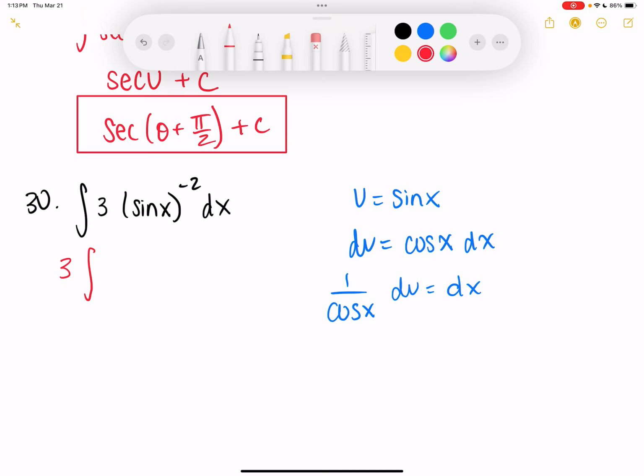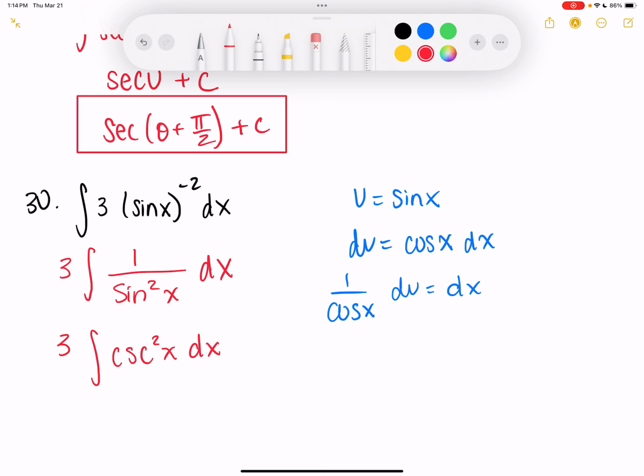Okay, sine to the negative 2, this might be what you were saying. So this would be the same as, disregard what's in blue for just a second, 1 over sine squared of x. Ah, there we go. We might need to manipulate and change what we're doing. But what is 1 over sine squared of x equal to? Cosecant squared. So 3 integral of cosecant squared of x dx.